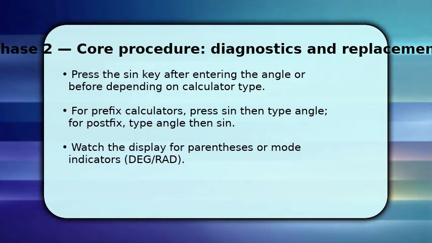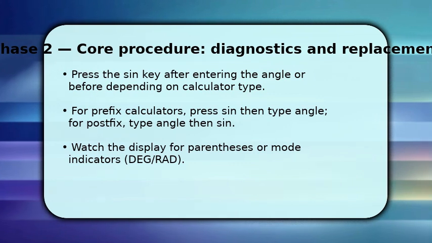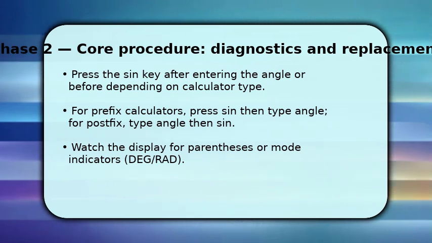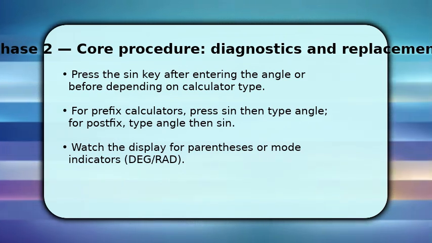On many scientific models, you press the sin button first, then type the angle, then close parentheses and press equals. On others, you type the angle and then hit sin. This is postfix behavior. So, if unsure, test with sin 30 degrees, you should see 0.5 in DEG mode. Make sure the display still shows DEG or RAD. Otherwise, you'll get wrong numerical results.